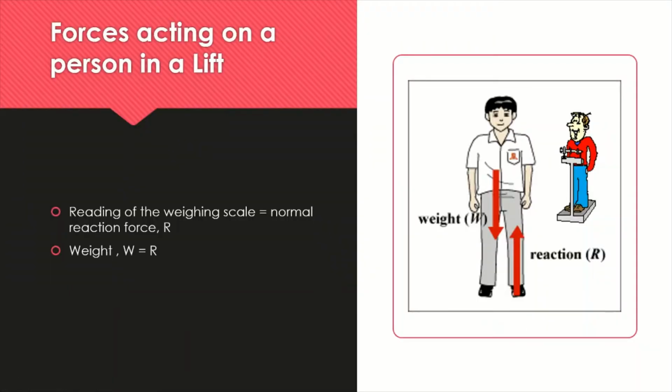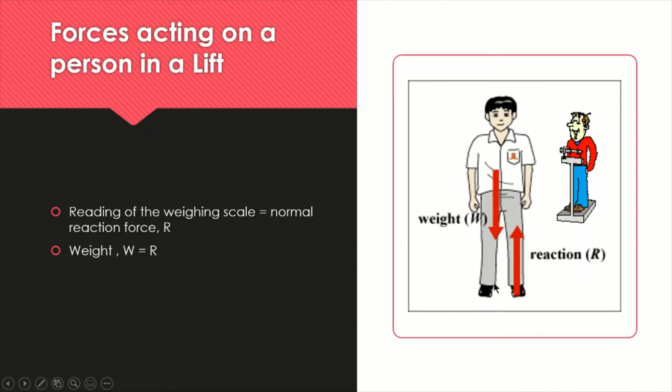Okay, now how do we take our weight? How do we measure our weight? Of course, by standing on the weighing scale. If we step on the weighing scale, the reading of the weighing scale shows our weight. Actually, the reading of the weighing scale shows the normal reaction force. Under normal conditions, our weight is equal to the normal reaction force.